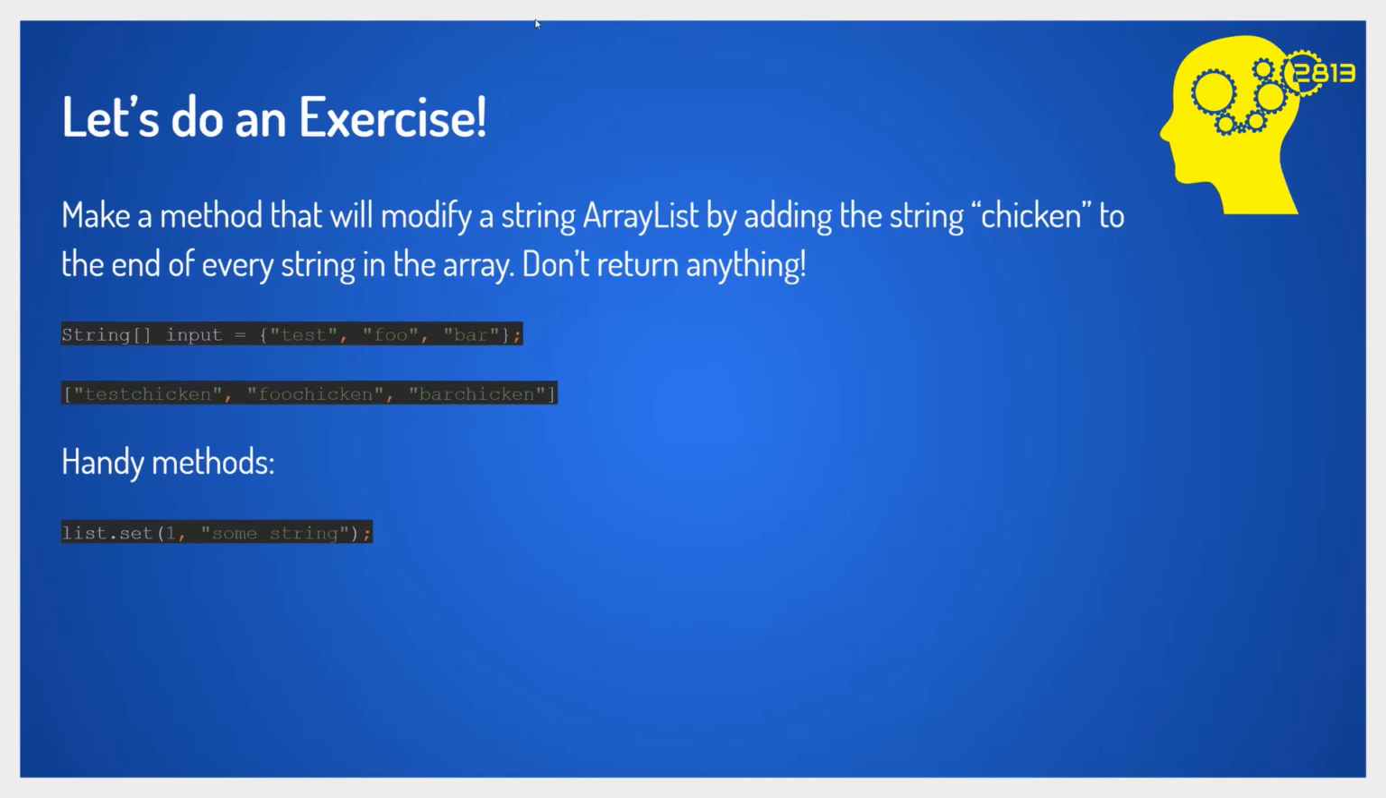Okay, look, you want to make a method that has a parameter that takes in a string array, or you can do a string array list if you want. You want to take in a parameter, loop through it, and add the string chicken to the end of every string in the array. Okay, how about at 55? I'll go ahead and write the code with you all to do it.